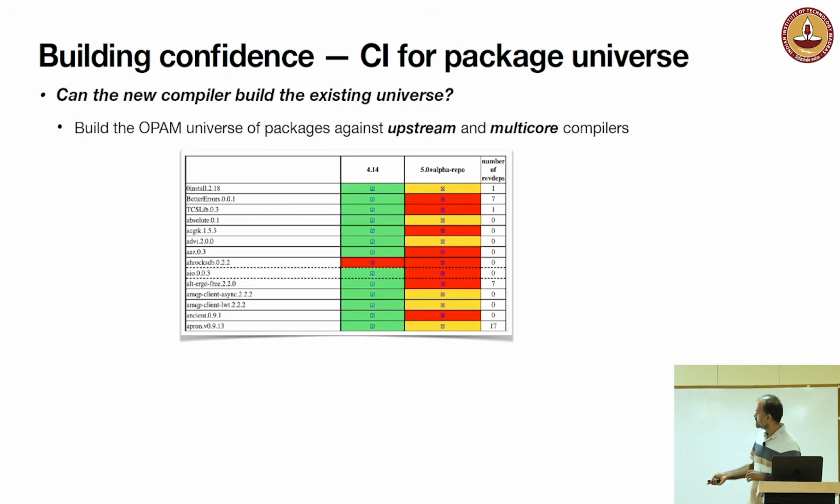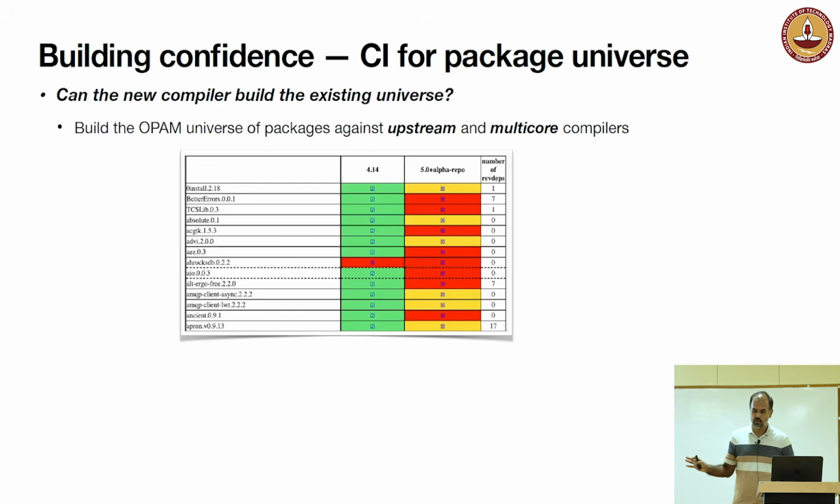And yeah, you also want to look at the whole ecosystem, how it works. So we built this thing called OPAM health check, which is the package universe of OPAM packages that build on the existing compiler and which build or not build on the new compiler. When you see a green, the package builds. When you see a yellow, one of the dependencies breaks. When you see a red, that package breaks in this new compiler.